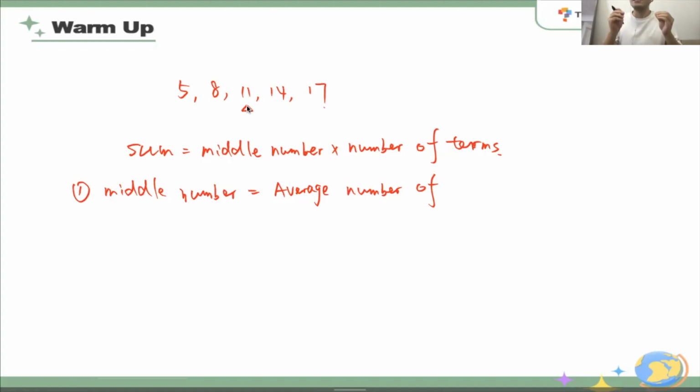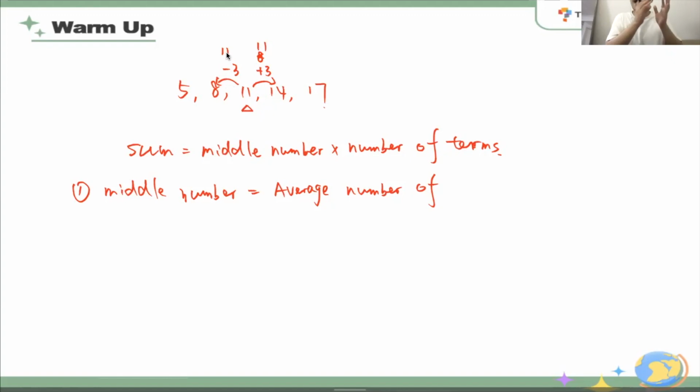And why is that the average number? Okay, so if we find 8, that is minus 3. And what is 14? That is add 3, right? So that is 11 add 3. And 8 is 11 minus 3, right?